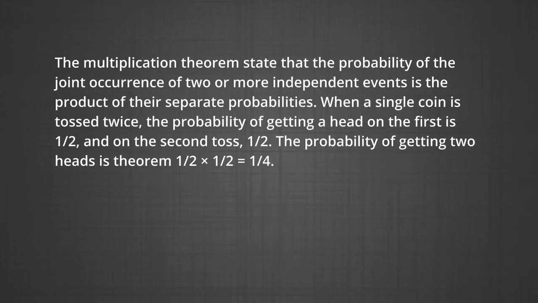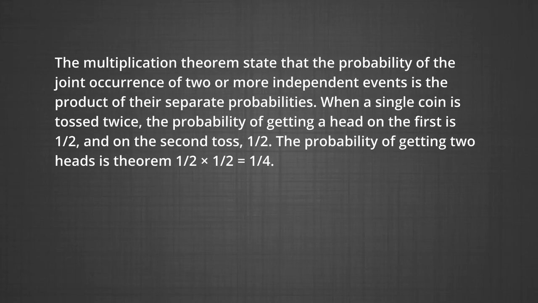The multiplication theorem states that the probability of the joint occurrence of 2 or more independent events is the product of their separate probabilities. When a single coin is tossed twice, the probability of getting a head on the first toss is half and on the second toss is also half. The probability of getting 2 heads, by the theorem, is 1 upon 2 times 1 upon 2, which is equal to 1 upon 4.